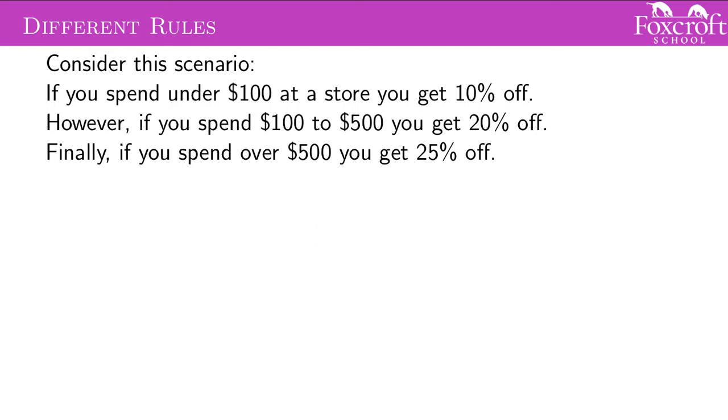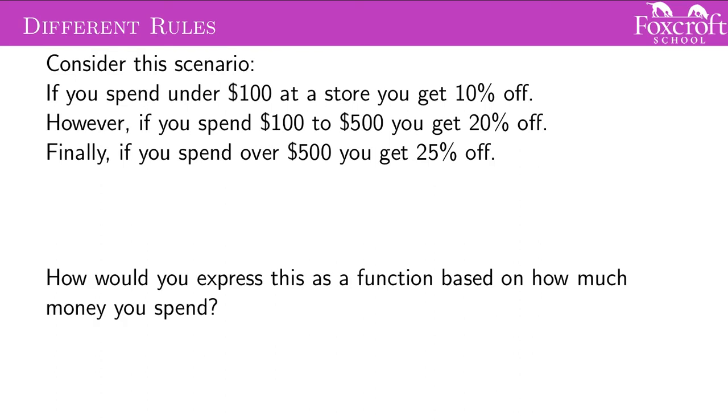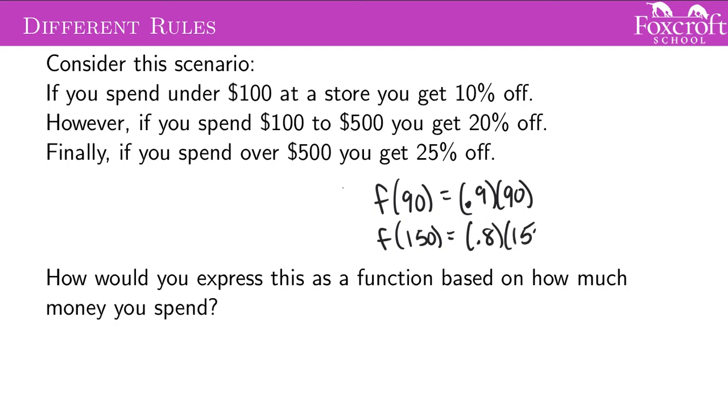There's a lot of times, especially like coupons you get at stores at the mall, where depending on how much you pay, depends on what percentage you get off. But how would you express this as a function based on how much you spend? Because if I plug in, say, 90, I'm going to get 10% off, so I'm going to pay for 90% of that $90. But if I plug in, say, 150, I get 20% off, so I'm only going to pay for 80% of that 150. So depending on what number I plug in, I have a different number that I'm multiplying by.